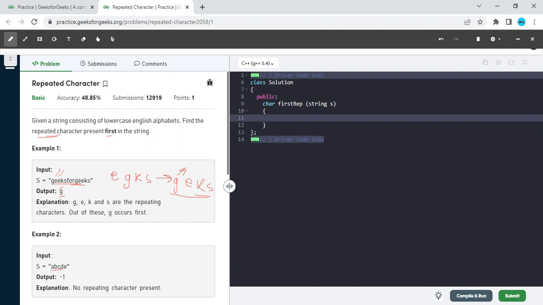And in this example, A, B, C, D, E, none of the characters is present two times. So no point in solving this, the output will be minus 1. So let's solve this problem.